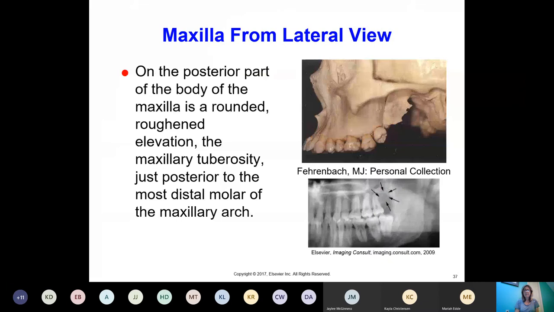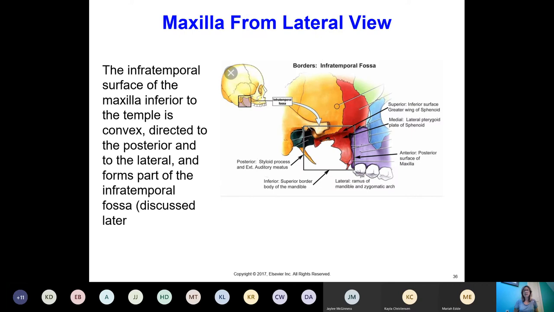You have some fossas in your skull, and fossas are just indentations or depressions, and there are things that sit in those fossas, like plexuses of veins and arteries, nerves and nerve endings, ganglia. They sit inside those fossas or depressions. There are a few major ones in the skull that we need to know, and we're going to cover those in a minute. But basically this infratemporal one is pretty important.